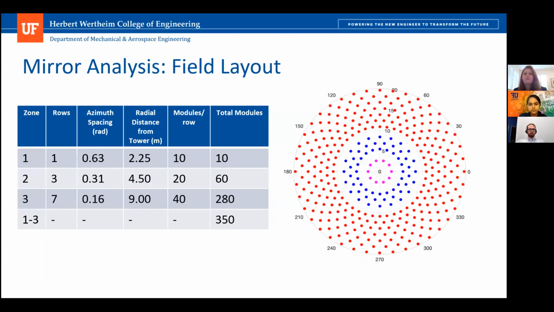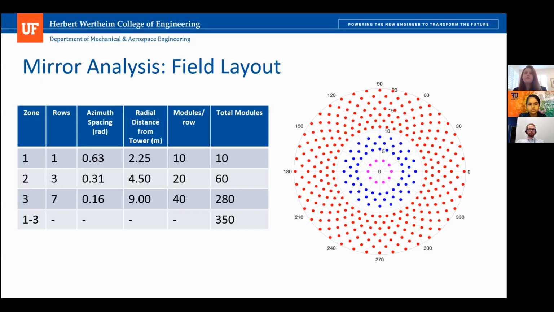So, to talk about our field layout, a radial-staggered pattern is employed to determine the spacing of the modules in relation to each other in the field layout. Studies have shown this pattern to be most efficient for a given land area because it cuts down on shading and blocking losses. The pattern is defined by the radial and azimuthal spacing between modules.